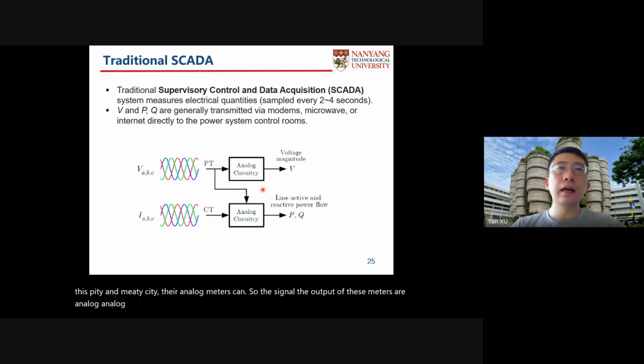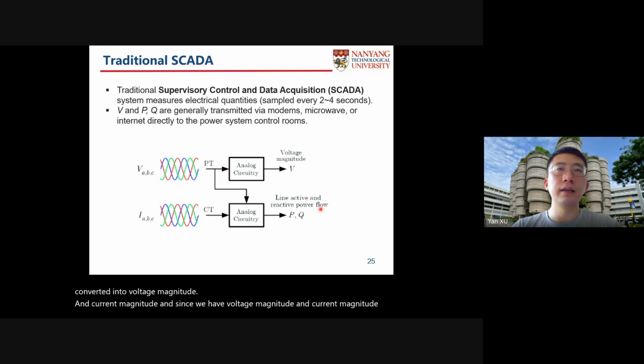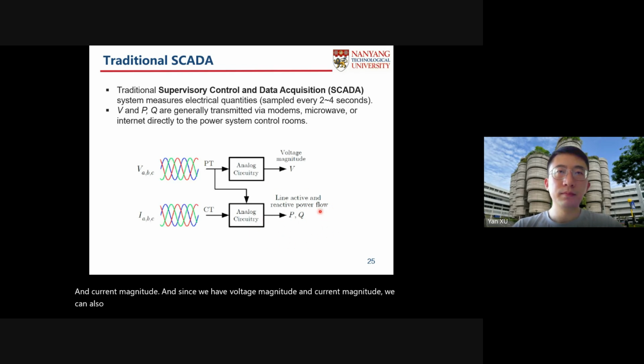After an analog circuit, the signals will be converted into voltage magnitude and current magnitude. And since we have voltage magnitude and current magnitude, we can also calculate the power, including real power and reactive power. To summarize, the SCADA system mainly measures the voltage magnitude, real power, and reactive power.